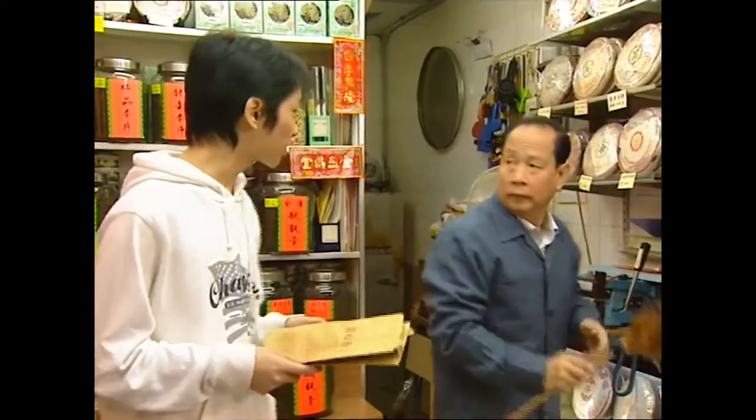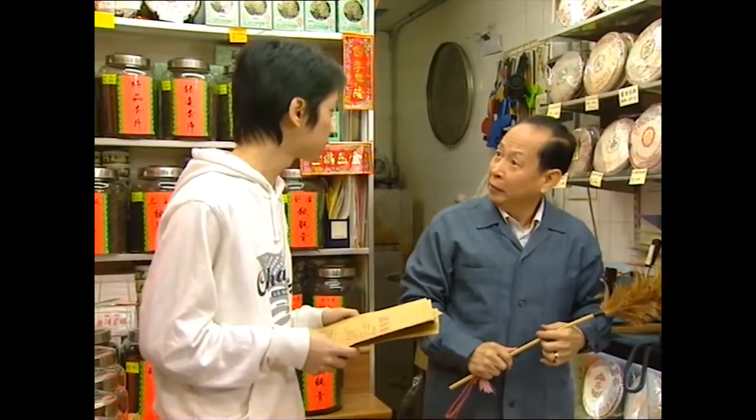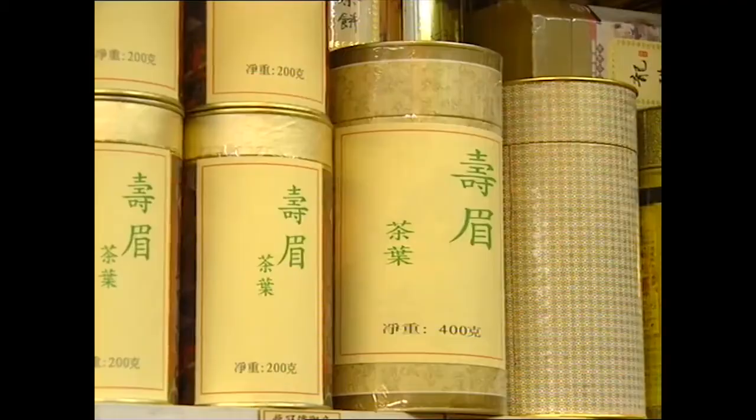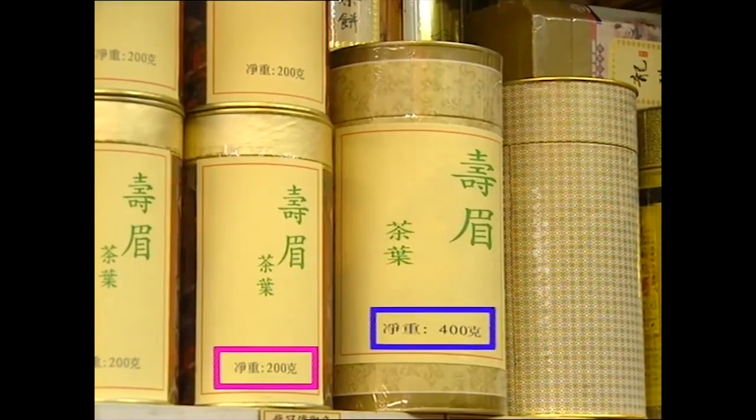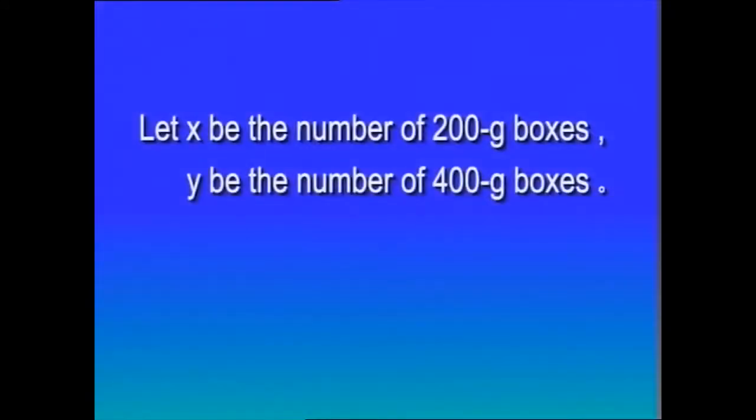Hey, Uncle, how much beau lait was ordered? Oh, 24 kilos. There are 2 box sizes, 200 grams and 400 grams each. So then how many of each am I going to need? Let X be the number of 200-gram boxes. And let Y be the number of 400-gram boxes.